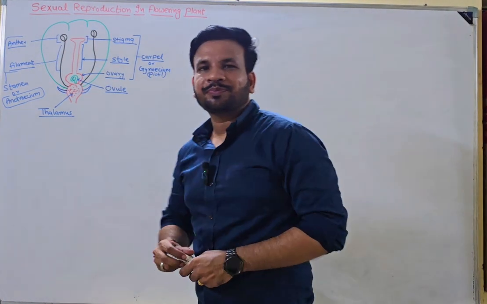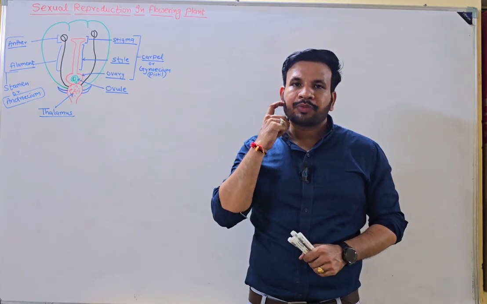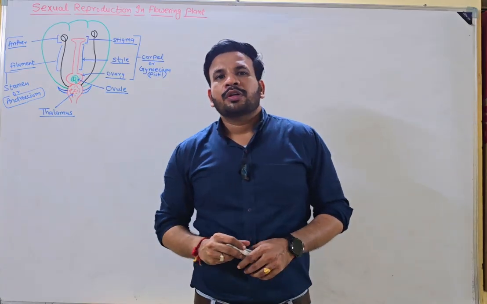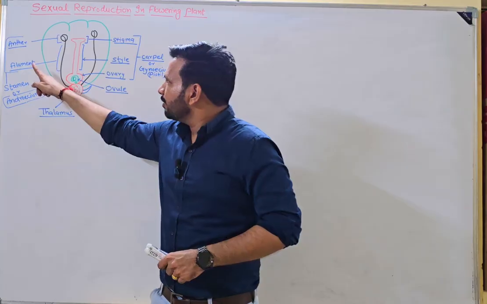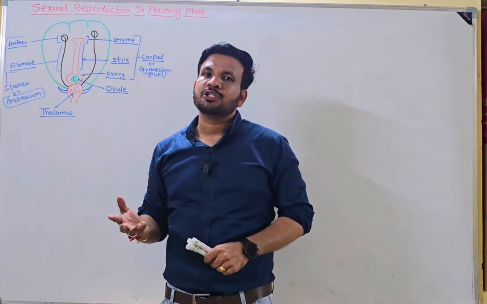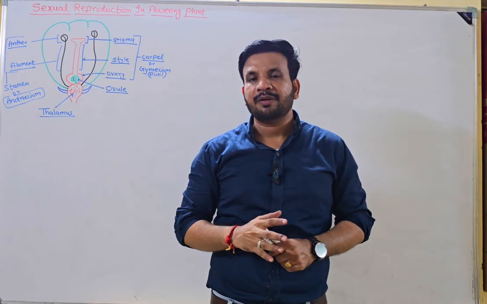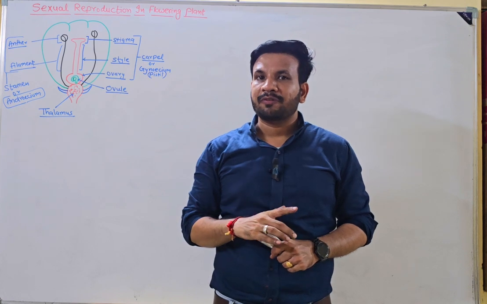Hello everyone. आज हम क्लास 12 का एक और टॉपिक पढ़ने वाले हैं। लास्ट वीडियो में हमने माइक्रोस्पोरोजेनेसिस पढ़ा था, and that microsporogenesis takes place in the anther, and because of that process the anther is able to produce pollen grains. Okay, and this whole process we have discussed in the previous video.